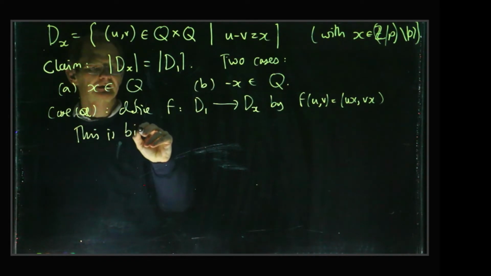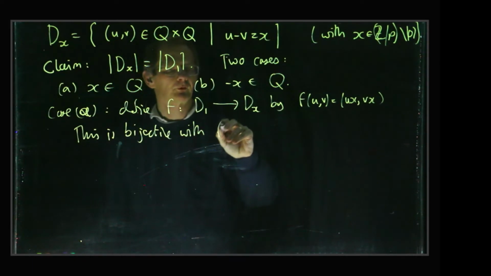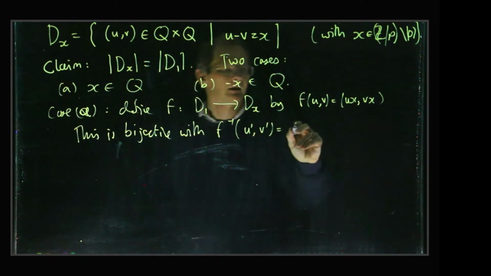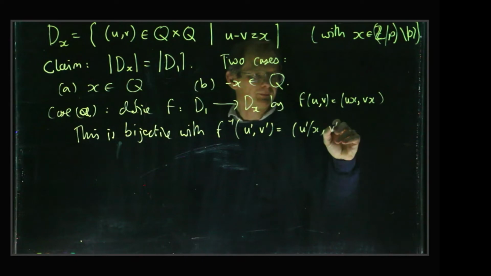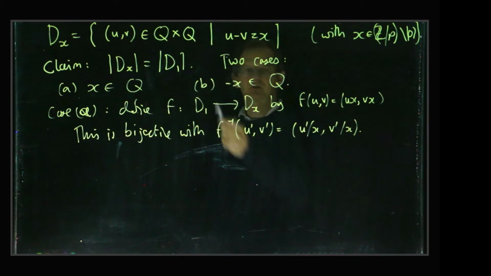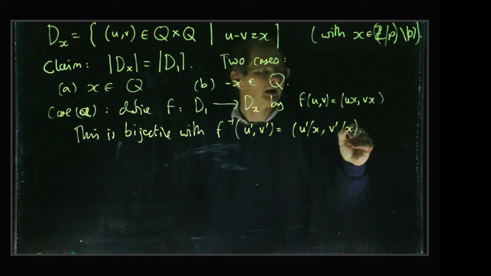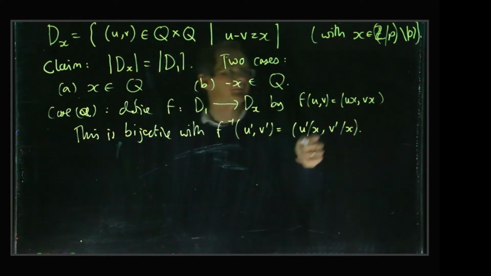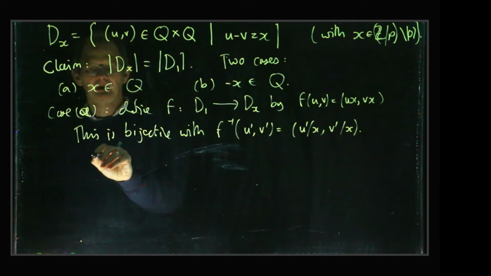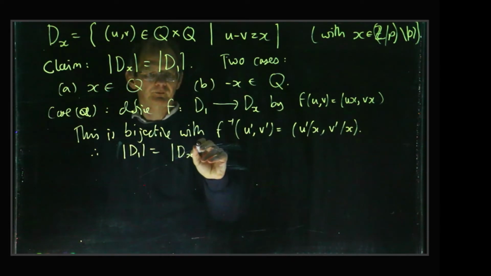And this is bijective, with, obviously, f inverse of (u', v') is just (u'/x, v'/x). Here we're using the fact that Z mod p is a field, so division by non-zero things works perfectly well mod p, and we're assuming here that x was non-zero. So this is a bijection, and that proves that the size of D1 is equal to the size of Dx.